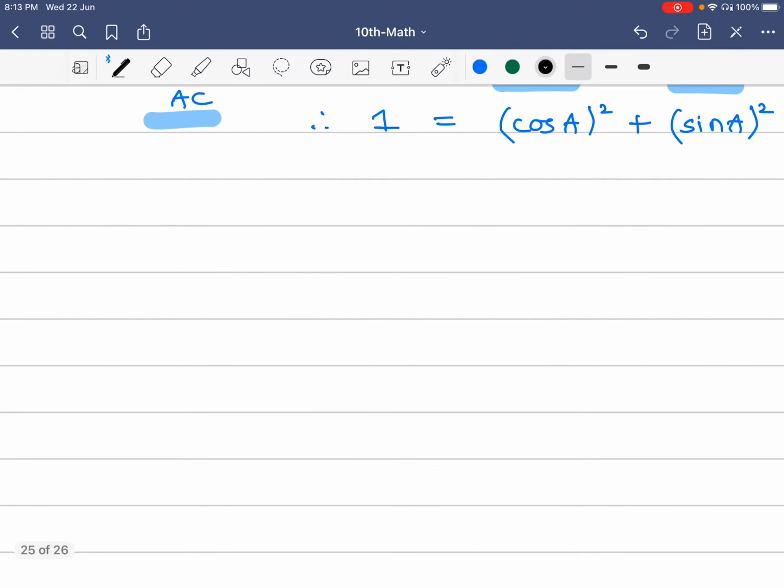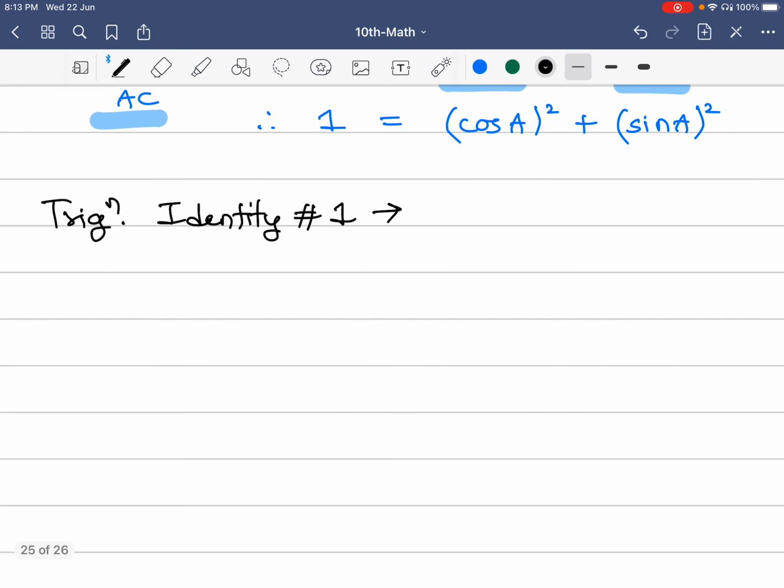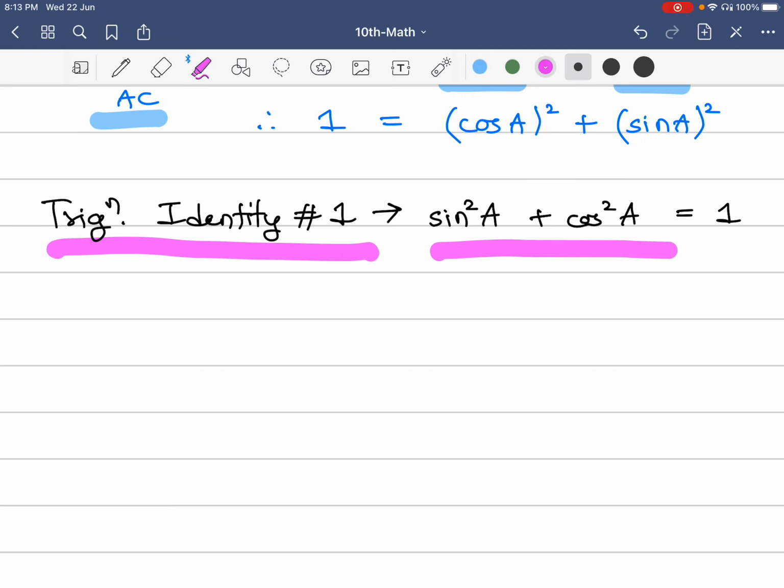So that becomes our identity number 1, trigonometric identity number 1. And what is that? Typically we write it as sine square A plus cos square A is equal to 1. Let me use a highlighter to highlight it. This is my trigonometric identity number 1: sin square A plus cos square A is equal to 1.